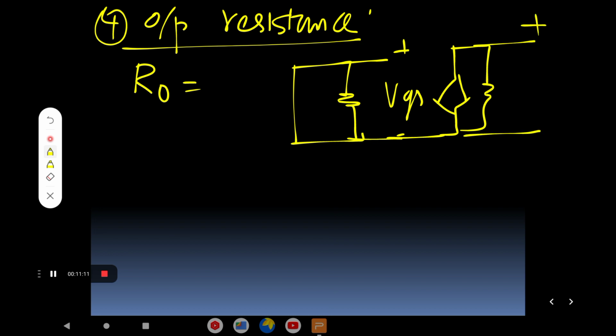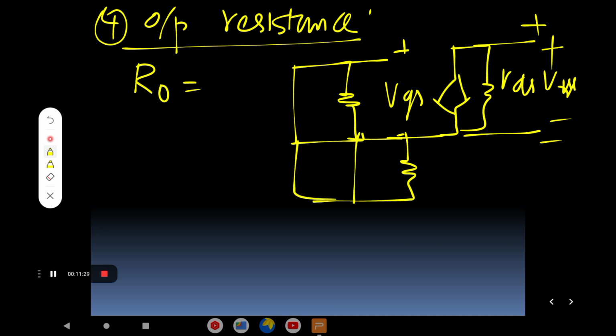So here the load resistance can be treated as an open circuit. This is nothing but RDS. I will call this Vx. The source resistance is still connected like this. Here the bypass capacitor is present, therefore I will represent it like this. So this is the representation, the overall Vx, and this is VGS.